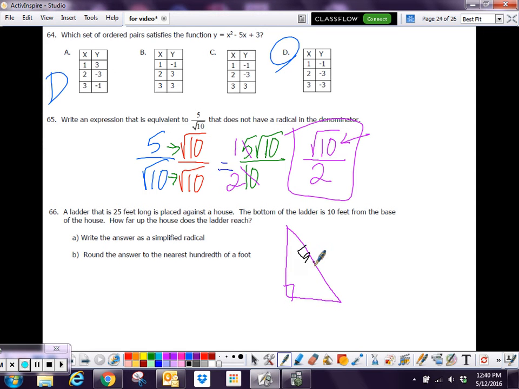Okay, so obviously this is our ladder that's leaning up against the house. This is going to be the side of the house, and then you've got the base or the floor or whatever we're talking about. You need to make sure you know what each side is so you know where to put these numbers. So the ladder is 25 feet long. So there's my ladder side. The bottom of the ladder down here is 10 feet from the base of the house. Okay, so that's 10 feet. And it's asking how far up the house does the ladder reach. So we're trying to find that house side.